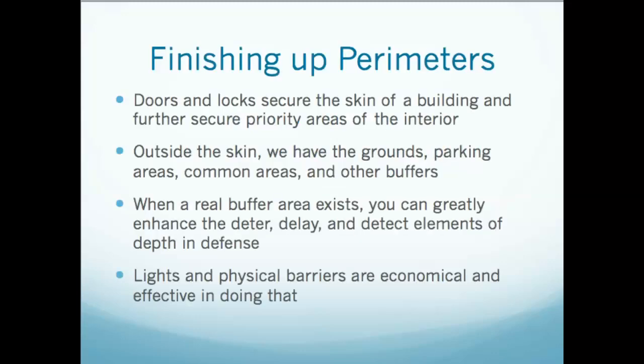So while the doors and the locks and other devices secure the skin of a building, and that's what we call the outside walls of a building, the building skin, and that may be your perimeter, but in most cases, you have some grounds. Notwithstanding buildings that may be in a very congested city, you normally have some kind of a buffer zone between your building and where people come up to your building. And outside the skin, we have the grounds, parking areas, common areas, other buffers.